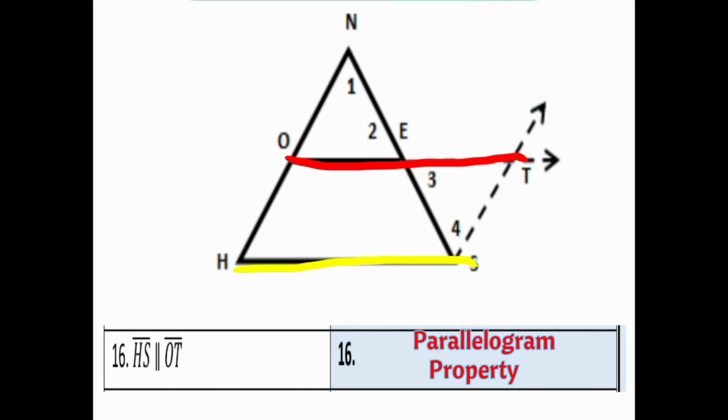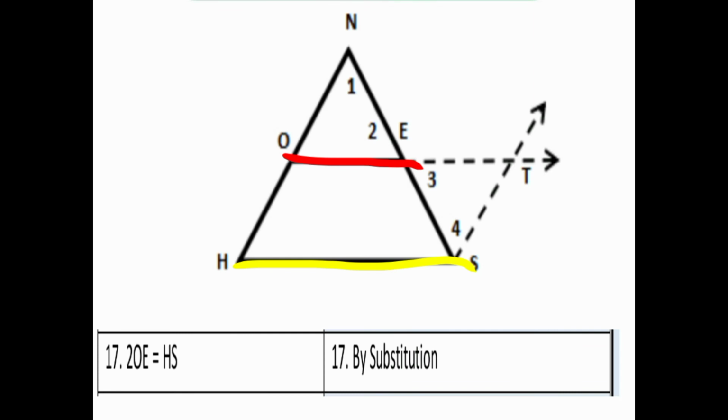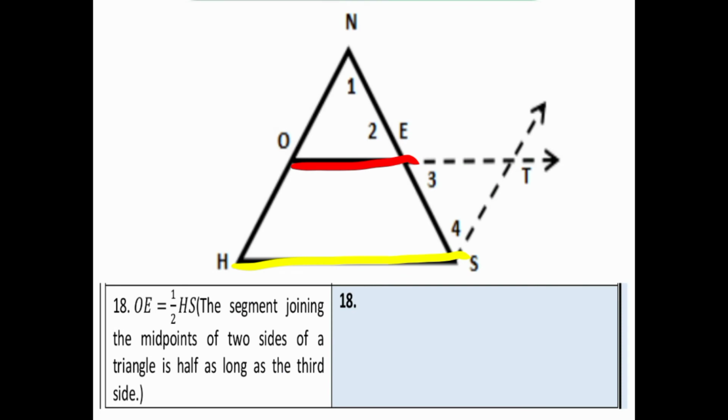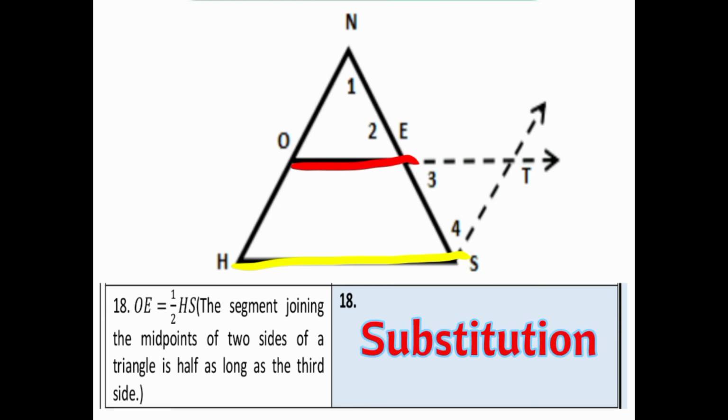Reason, parallelogram property. Two pairs of opposite sides of a parallelogram are both parallel and congruent. Number 17. 2 times line segment OE is equal to line segment HS. Reason, by substitution. Number 18. Line segment OE is equal to 1/2 of line segment HS. The segment joining the midpoints of two sides of a triangle is half as long as the third side. Reason, substitution, based on statements number 14 and 15.